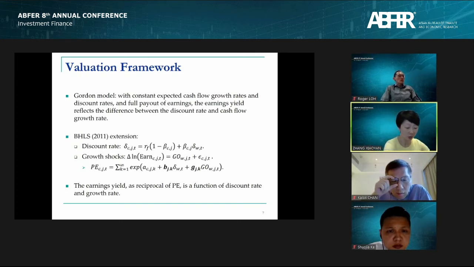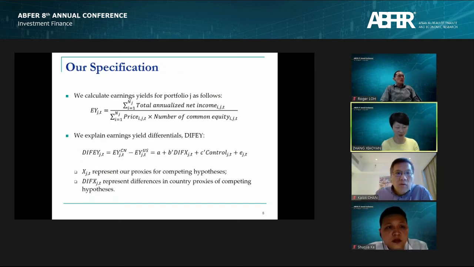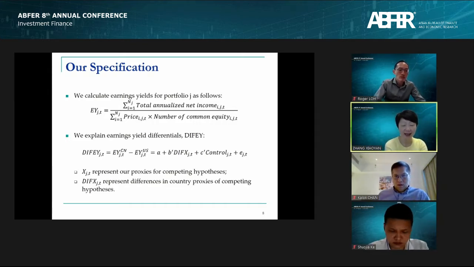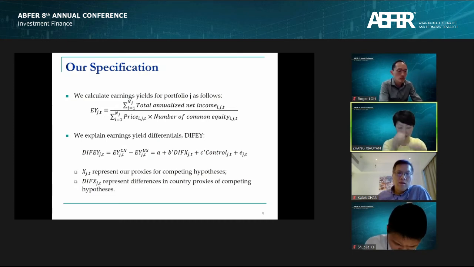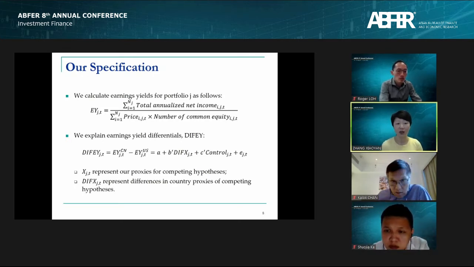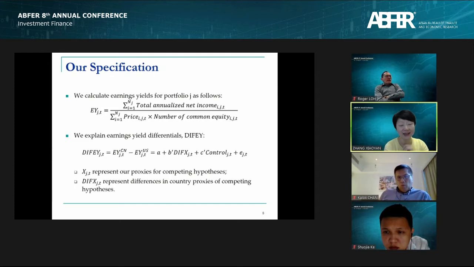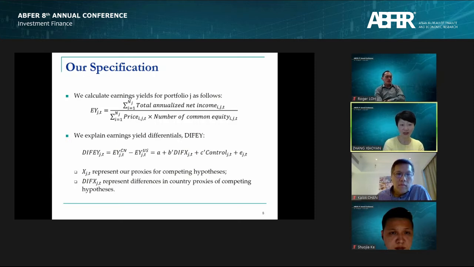Now, how do we incorporate our empirical specification here? So what we do is very straightforward. We collect information for firm I first. Then we add them up to portfolio level. This is a portfolio J. Our earnings yield is equal to, on top, every individual firm belonging to the particular portfolio J, total annualized net income, divided by the market cap of all the firms in this particular portfolio. Like I mentioned, our subject of study is earnings yield. It's not price earnings ratio. Why is that? Because PE ratio is positively skewed, and earnings yield has better statistical properties.